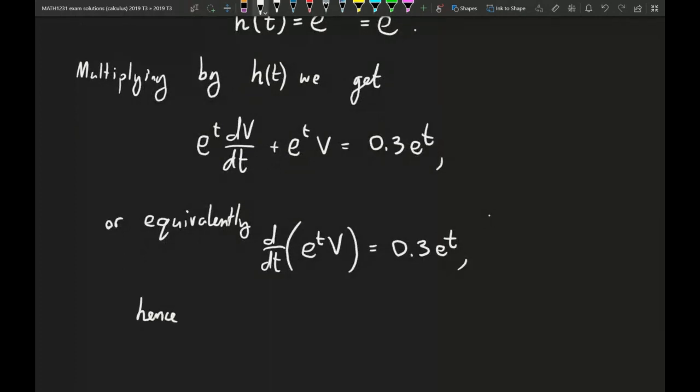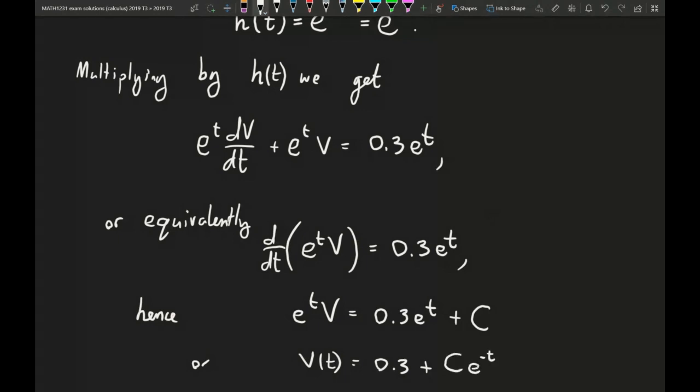So hence, we know that this combination is going to be, well, the integral here is quite easy. This integrates out to that up to some arbitrary constant. I'll put back in the t part just to say this is 0.3 e^t plus c. Well, if you divide by the exponential, it's the same as multiplying by the negative power. So that's the general solution.